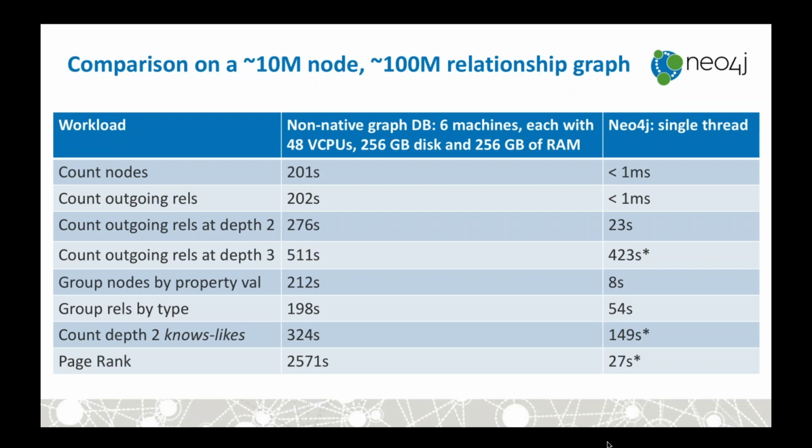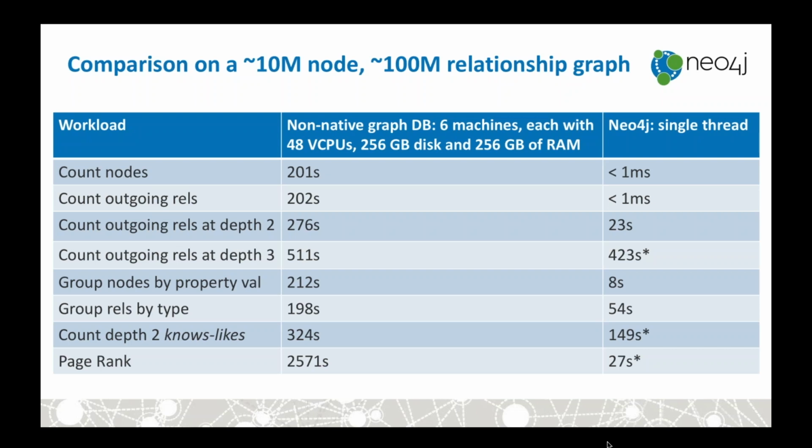Group nodes by property value, a fraction of the time, kind of 8 seconds versus 212, so 4% of the time. 4 times faster for grouping relationships by types. Twice as fast for kind of knows and likes relationships. And even on something as graph global as PageRank, we are a fraction of the time, 27 seconds versus 2,500 seconds. Now the asterisks, I should tell you, those are the ones I didn't run on my laptop. My lovely colleague Michael Hunger, who I'm sure practically every one of you knows, lent me a beefier server because my laptop only has 16 gigabytes of RAM and Michael's had a few more.